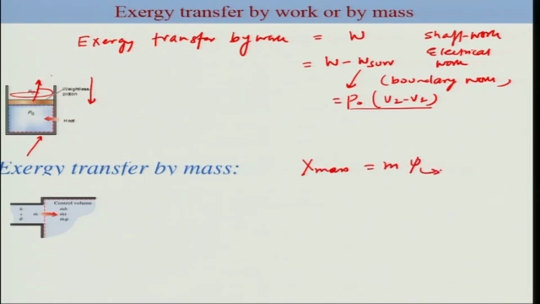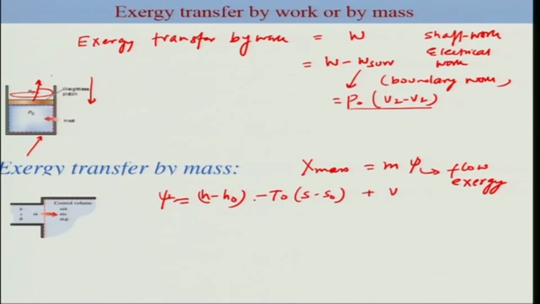This is nothing but psi, which is nothing but flow exergy. And psi is your h minus h0, as we have already derived or defined in the previous lecture. So this will be your enthalpy change minus T0 times the change in entropy, plus the kinetic energy term and the potential energy term. That is for the unit mass case.